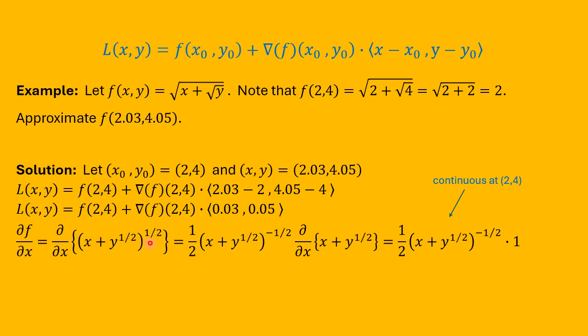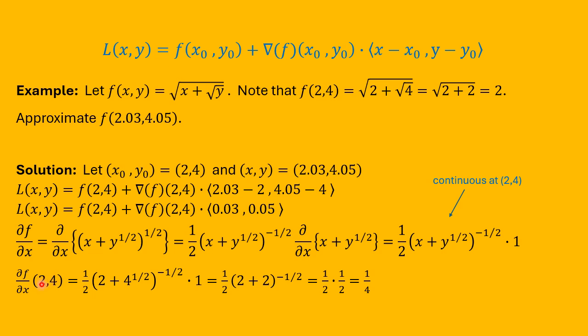Now use the chain rule on this, and we'll get 1/2 this stuff to the minus 1/2 power times the derivative of this interior stuff, which is right here. Now the derivative with respect to x of x to the 1/2 is 1/2 x to the minus 1/2, and the partial derivative with respect to x of y to any power is 0. And so this derivative right here is just the derivative of x to the 1/2 plus 0. So it simplifies to this.